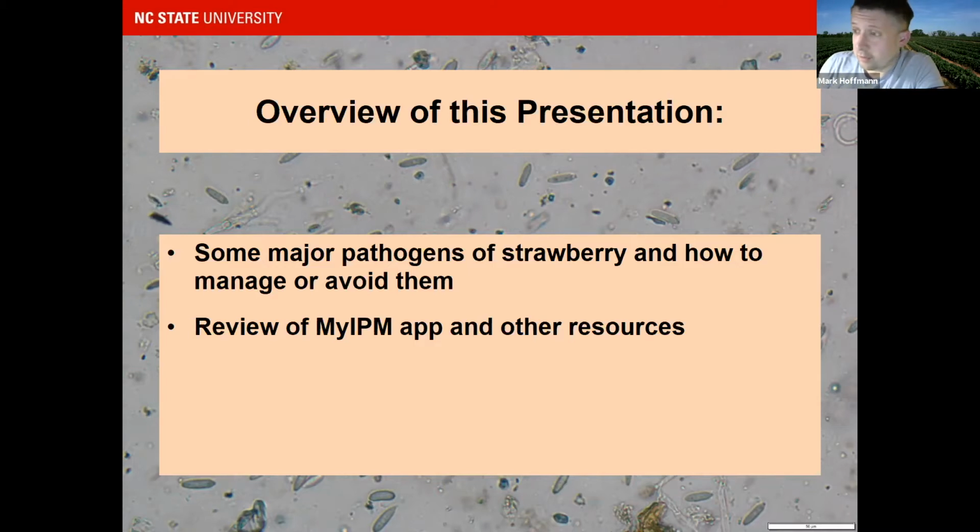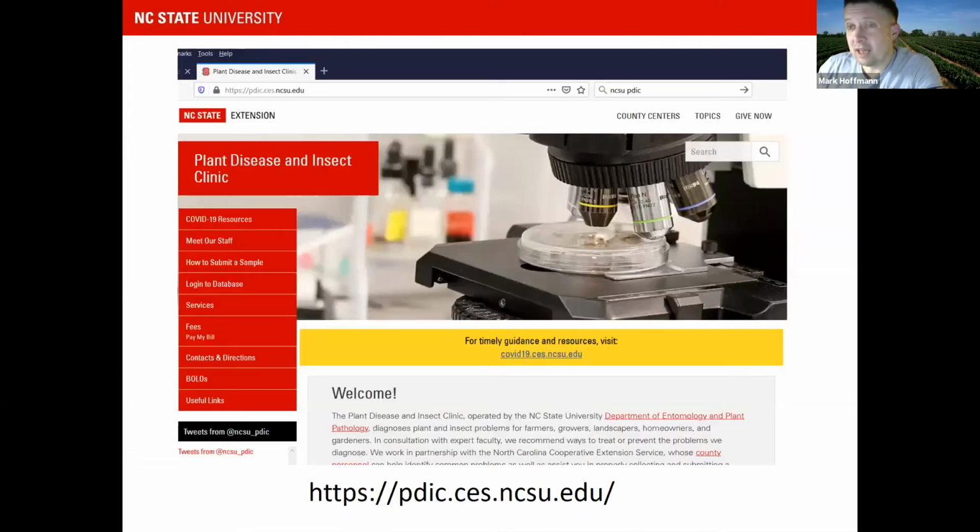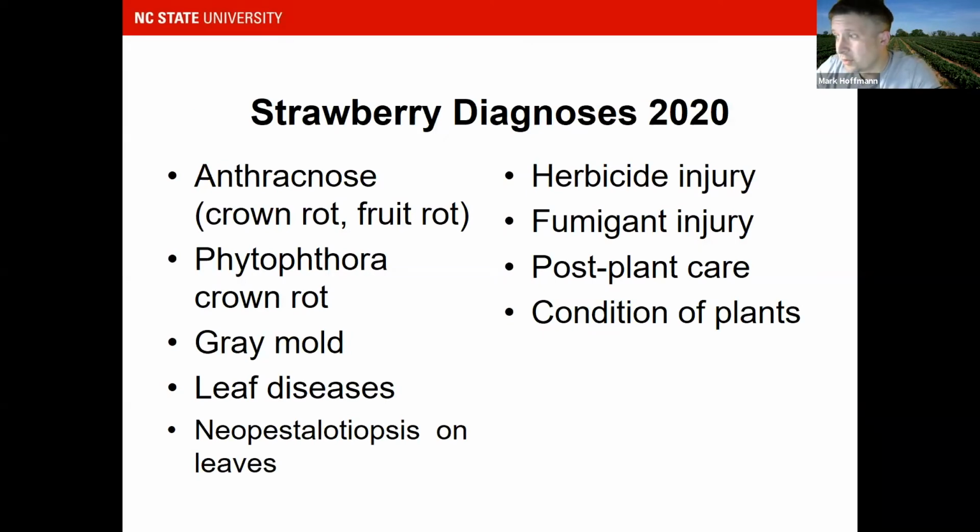for you to use. First we have a plant disease and insect clinic, and that clinic reviews quite a bit of strawberry samples every year. If we look at this, those are the most common problems we found in strawberry fields in 2020. You can see here anthracnose was a big problem. Phytophthora, always a big reason why strawberry plants might have died.